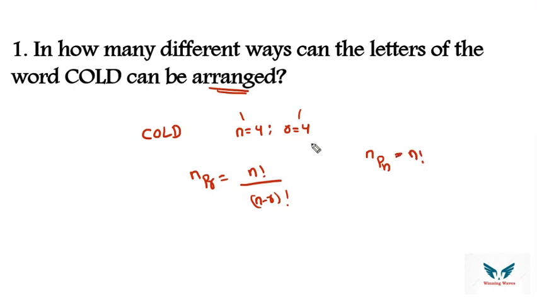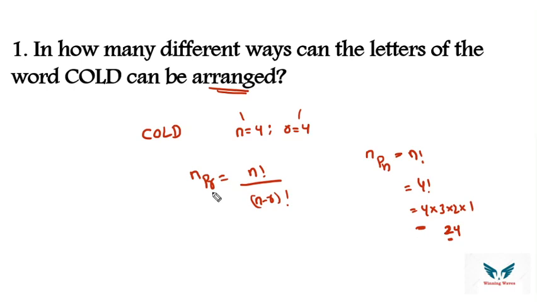So what is the value of n? Nothing but 4 factorial. So 4 into 3 into 2 into 1. 4 threes are 12, 12 twos are 24. So in how many combinations can we do it? We can say 24.